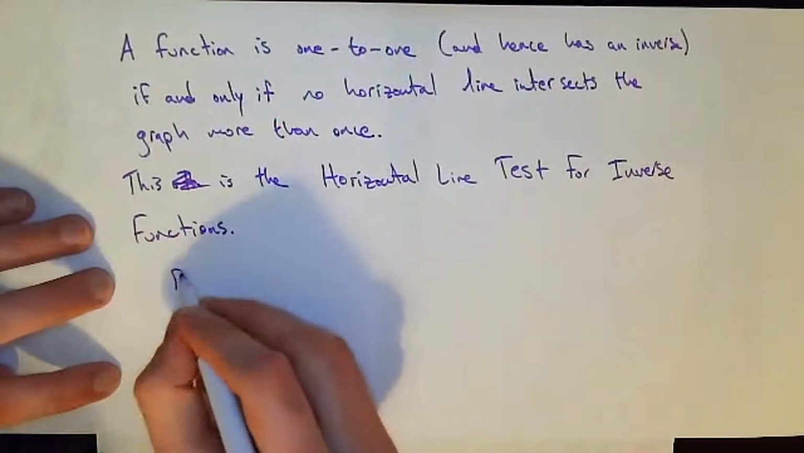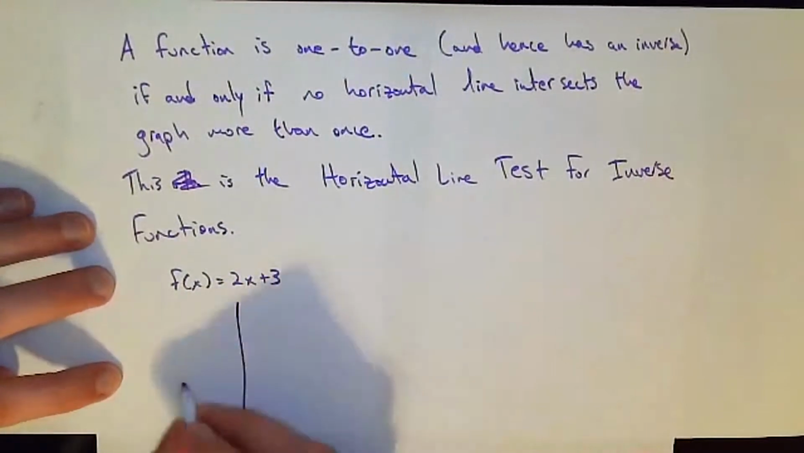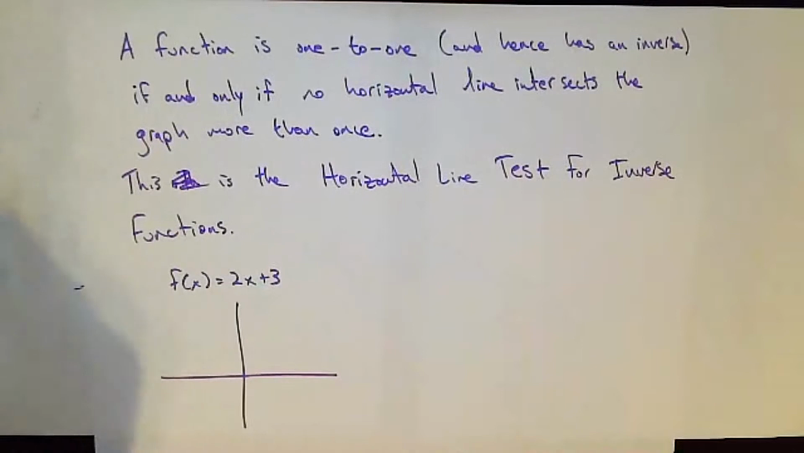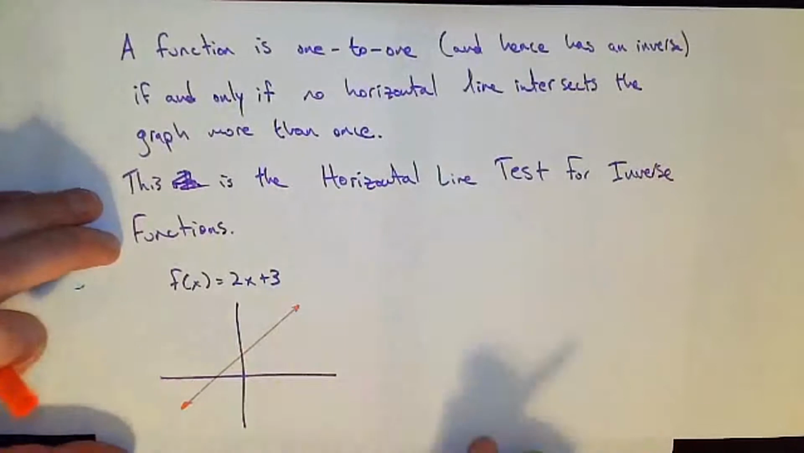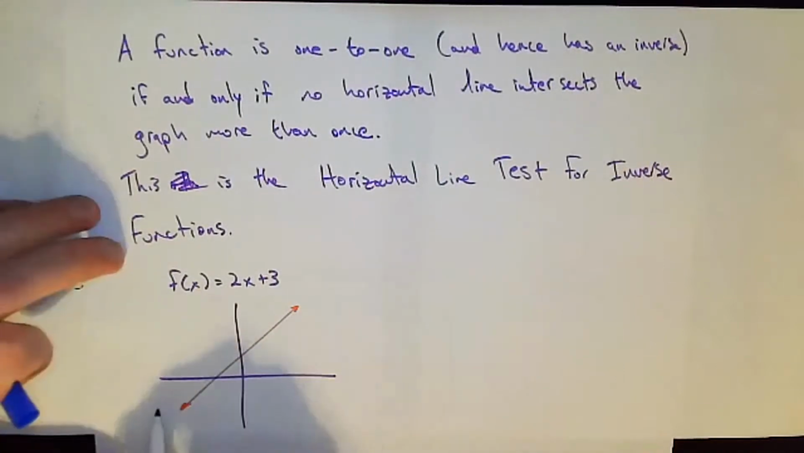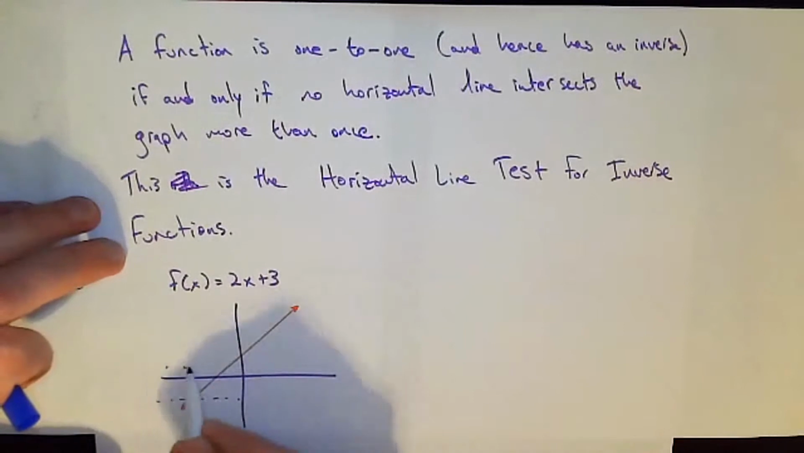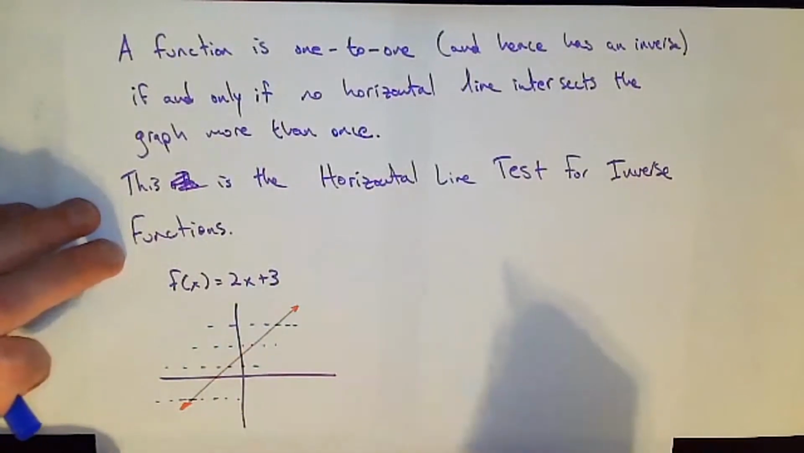So as an example, f of x equals 2x plus 3 does pass the horizontal line test. I'll quickly graph that function. 2x plus 3, so I'm just going to quickly sketch there. I'm not going to worry about officially graphing it. And if I run horizontal lines, any horizontal line through this, it's only ever going to hit that red line in one spot, no matter how many I make, right?